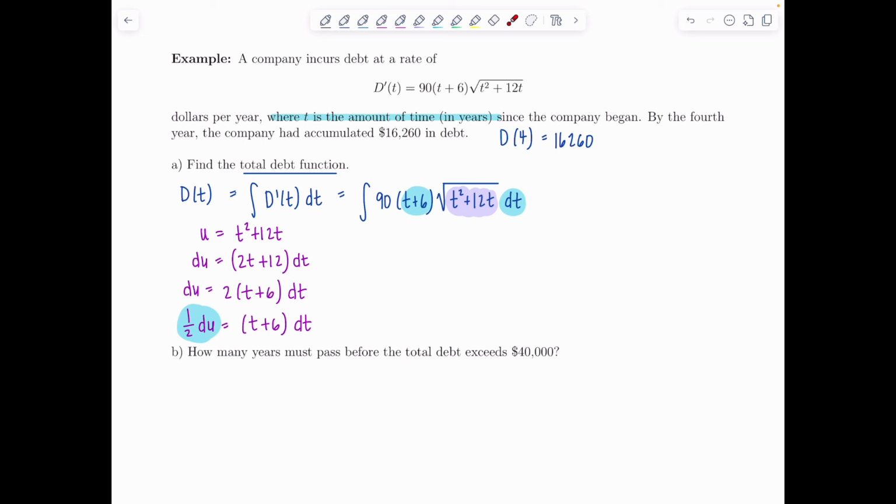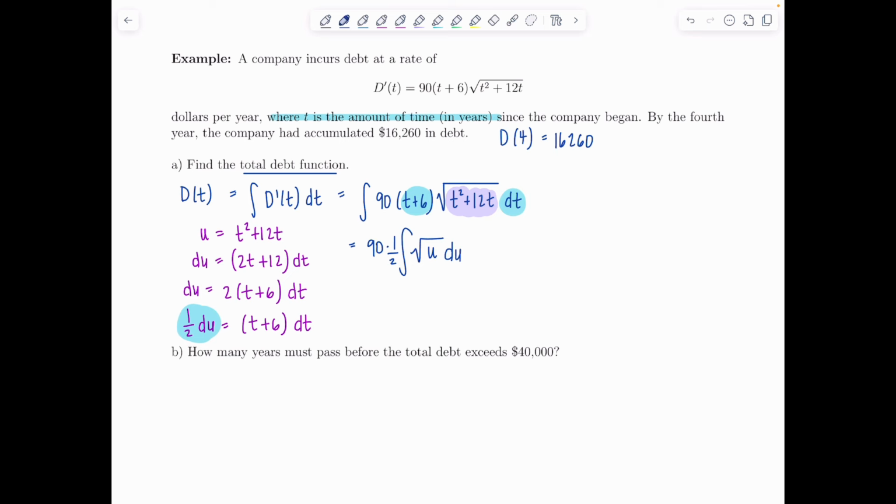And then what about the 90, you're probably thinking, because this is going to be root u. T plus 6 dt is 1/2 du. 90 just comes along for the ride. In fact, put it outside if you want. 90, you're getting exiled. And then we're going to have integral, let me put the 1/2 out there with the 90 so it's not so lonely, du. And then we have square root, and all of this is just u. Good?